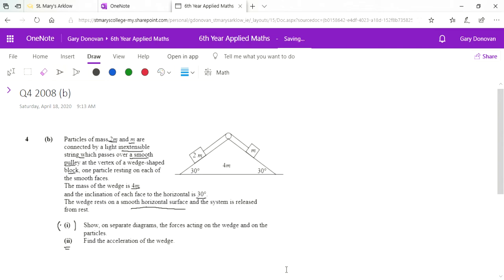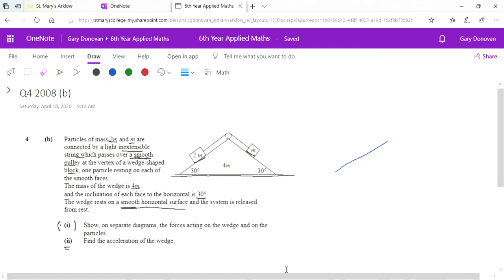So there's a couple of things here. First of all, the use of the word smooth means that there's going to be no friction for our 2m particle and our m particle. And the second thing is that they've actually told us that the wedge is on a smooth surface, so that means there's no friction whatsoever. Up until now we've looked at questions where there is friction, but if there's no friction, that implies that this wedge itself might actually start to move. So let's look at the first part, the forces acting on each diagram.